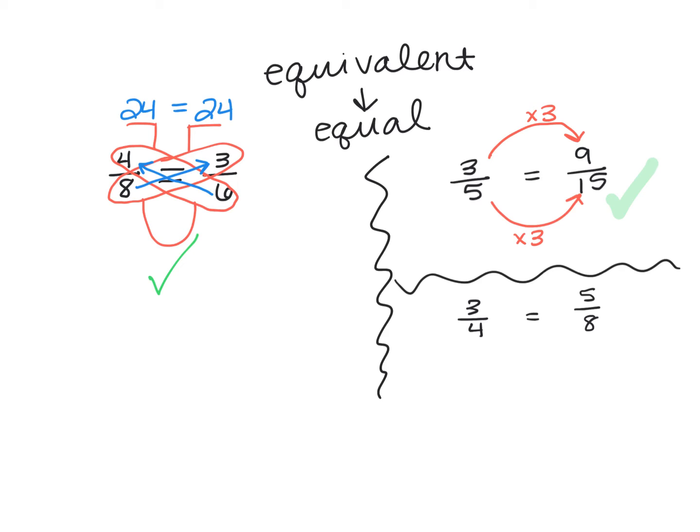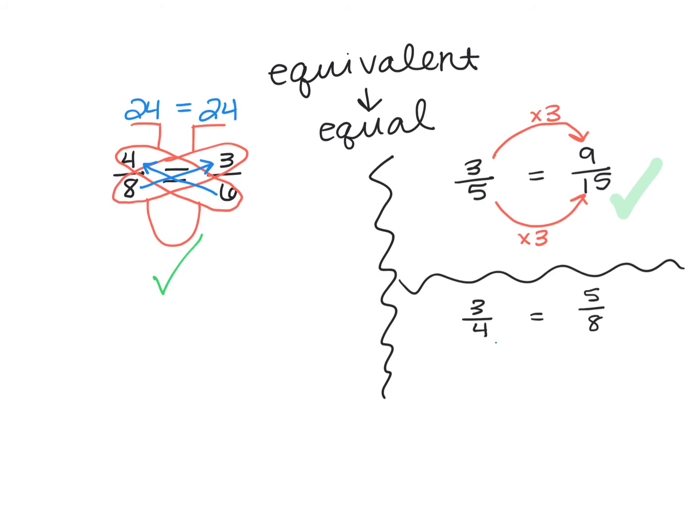In this next example, 3/4 and 5/8, I can multiply 4 by 2 to get 8. But if I multiply by 2 on the top, 3 times 2 does not give me 5. So I know that these two fractions are not equivalent.